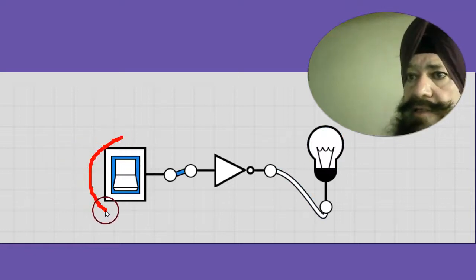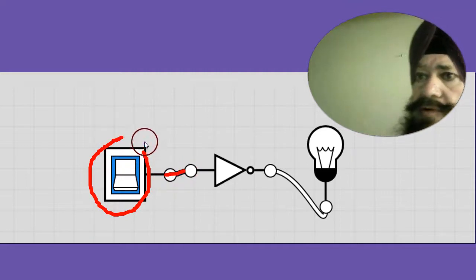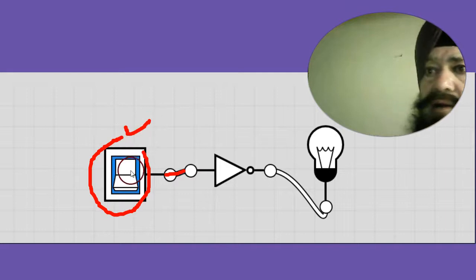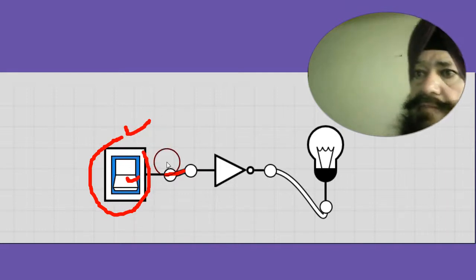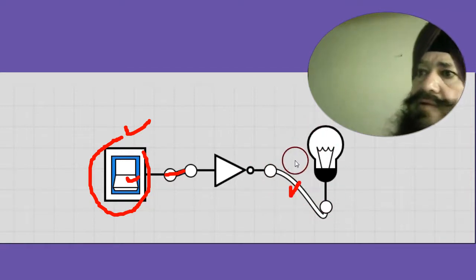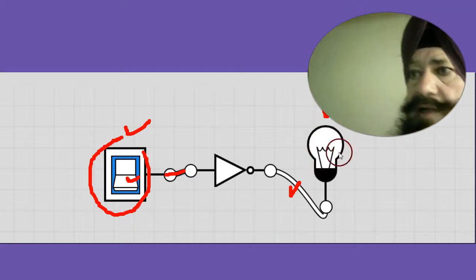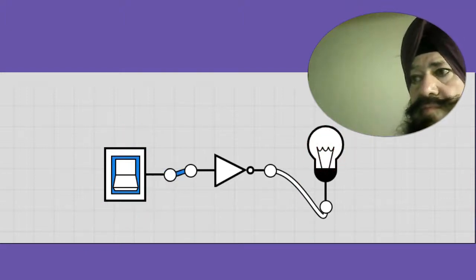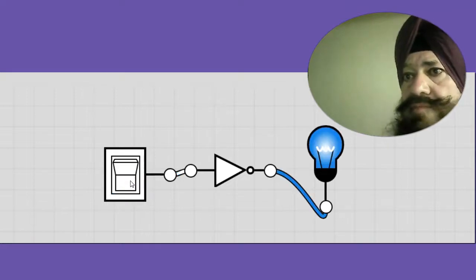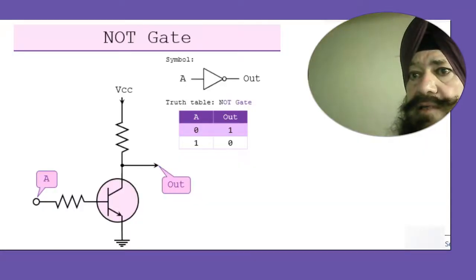Now when this is true, a blue line means this is true, meaning high level, on, 1, a bit 1. This white line means no current is passing through the lamp. The lamp is not giving light, meaning false, meaning 0. So this is 0, that is 1. When it is 1, that is 0.